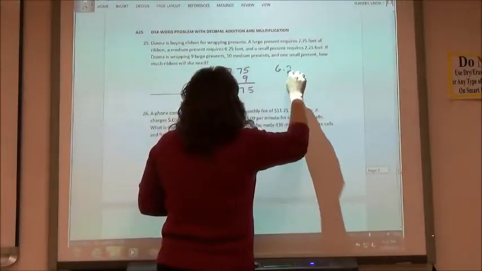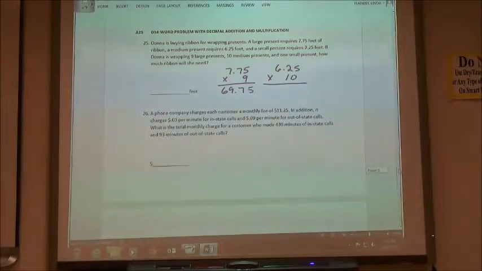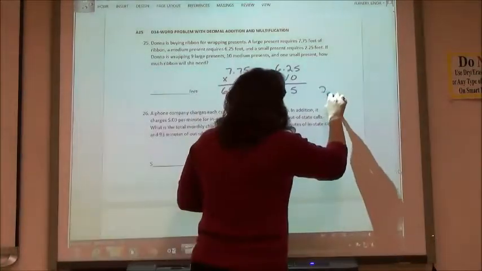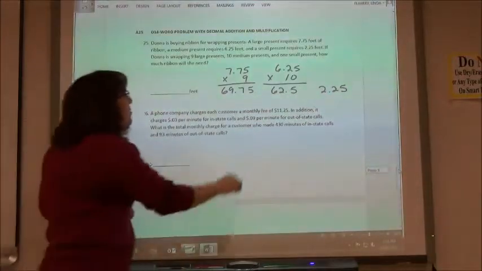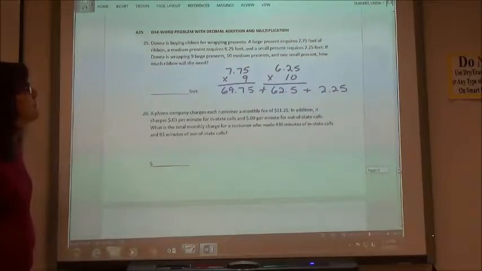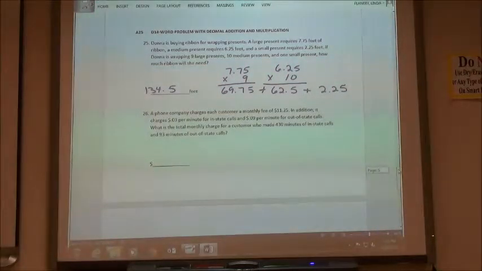Then we are going to do 10 medium presents. Well, the medium one we could probably do without our calculator, because if I take it times 10, what do I do with my decimal? Move it one place, so I'm going to get 62.5, right? And then I'm just going to do one small present. Small one's 2.25, right? And now I need to add all of those together. So go ahead with your calculator, or if you want to do it on your paper, add those together. 134.5. Now what is everybody else getting? Alrighty.